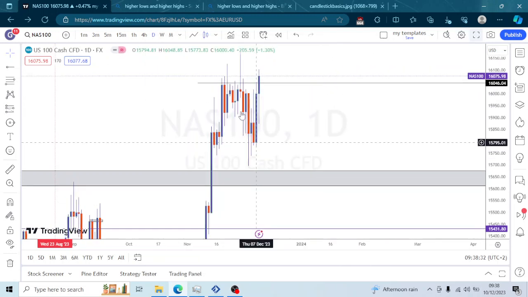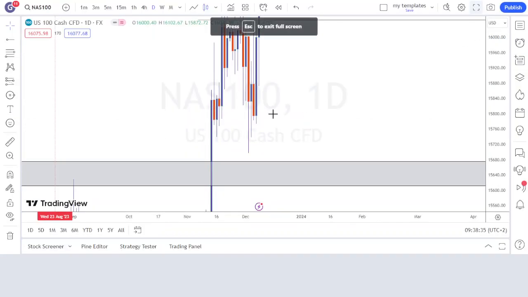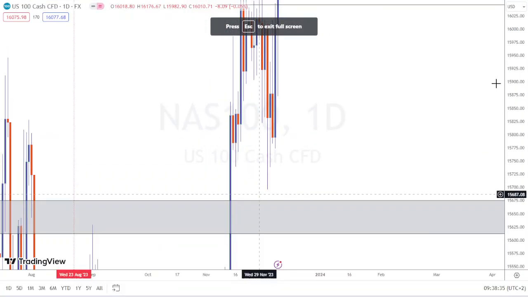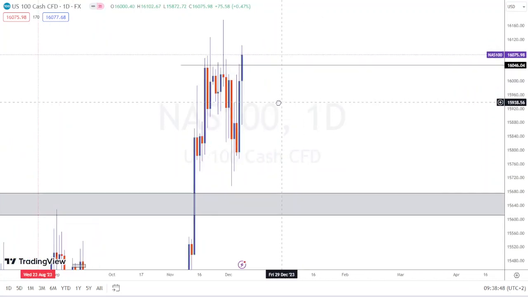Right, so you guys can see it now. There's the bullish engulfing candle right there. That's the engulfing candle, close with a strong momentum candle. Friday, you guys should have started buying Nasdaq.